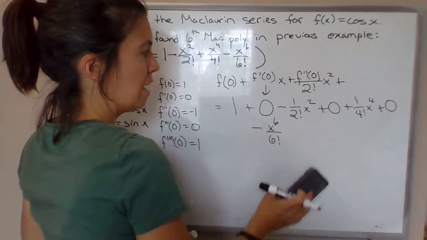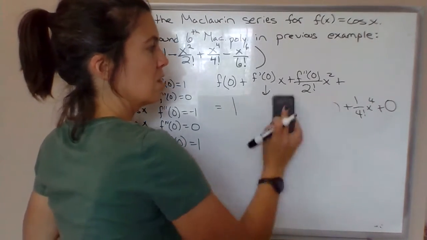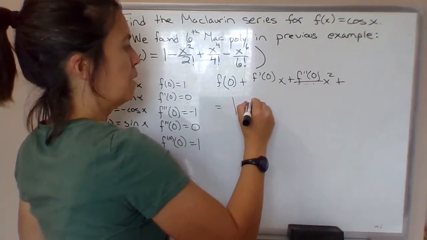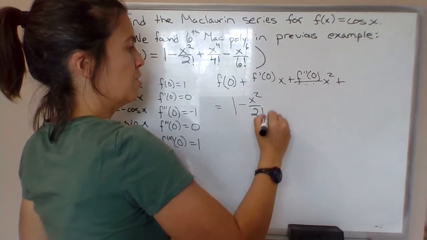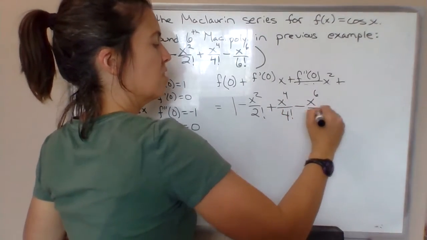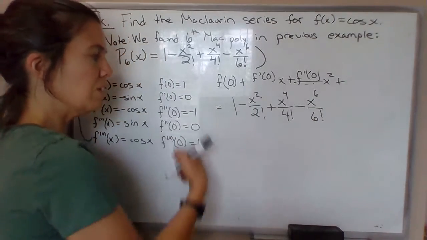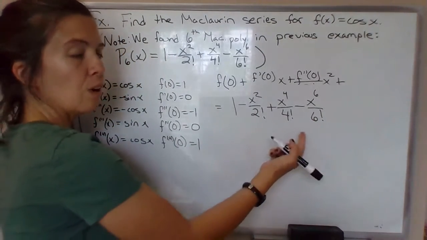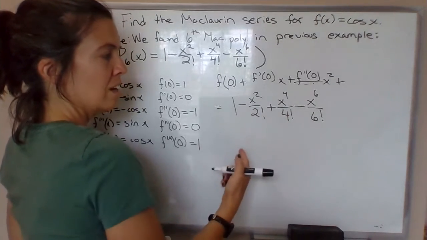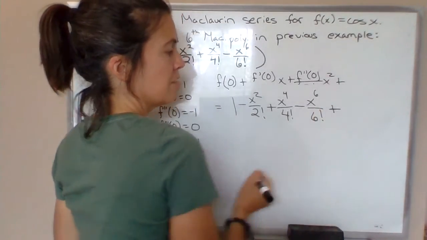Now, if you identify the pattern, I'm going to get rid of the zeros and just copy down what we had up there. So we've got 1 minus x squared over 2 factorial plus x to the fourth over 4 factorial minus x to the sixth over 6 factorial. Okay, so if you had to guess the next term, here's what you want to do. You want to generate these terms until you're able to guess the next non-zero term. So notice it's alternating signs, positive, negative. So we expect the next one to be positive.